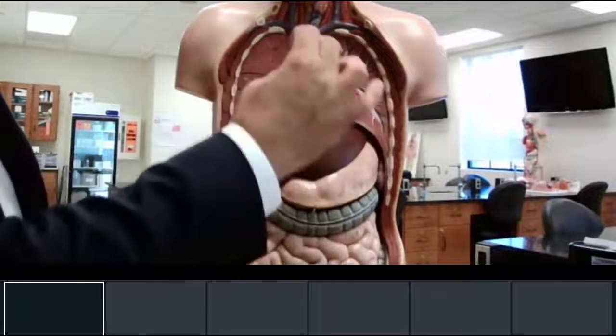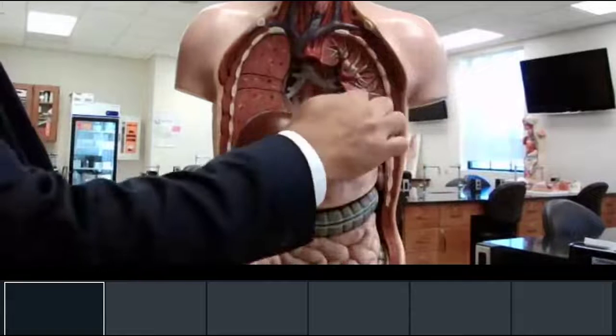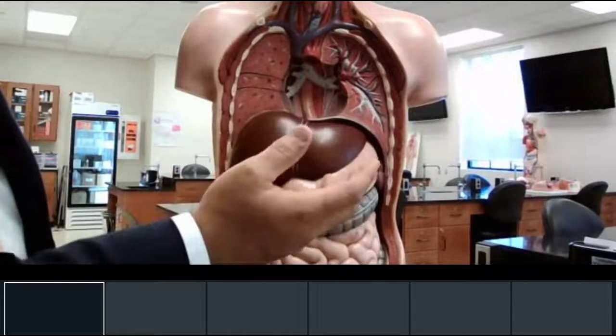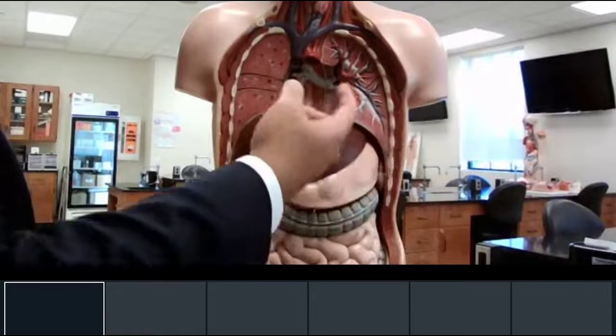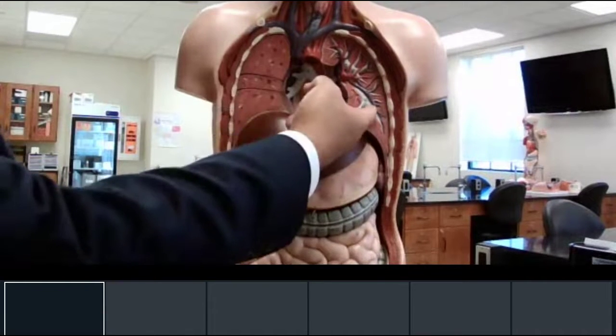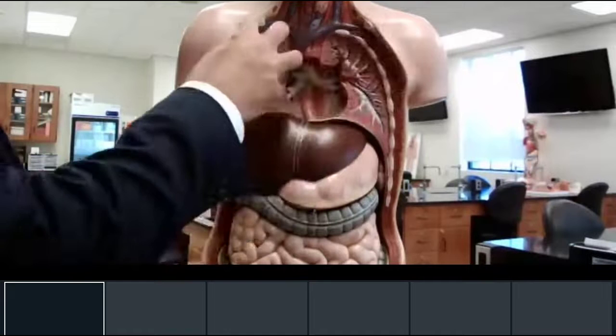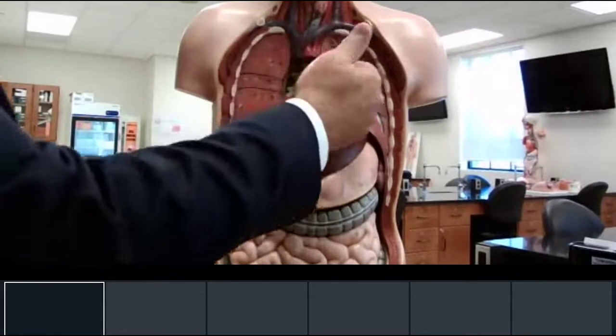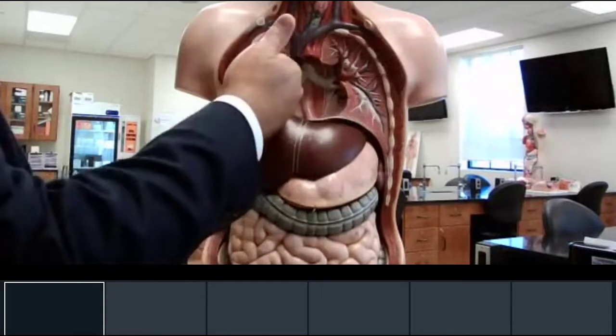Now this is the right lung, and here's the left lung. If I were to take the lungs out, they will be within a cavity which is known as the pleural cavity. So we have the right pleural cavity and the left pleural cavity. If I take the lungs out, the lungs are not in the mediastinum. They're lateral to the mediastinum.